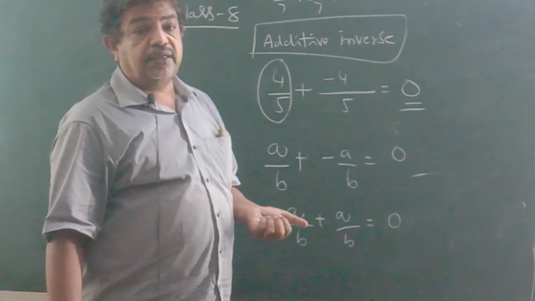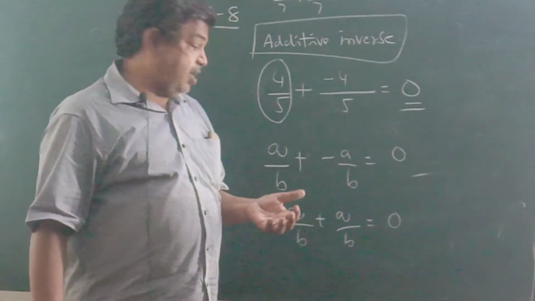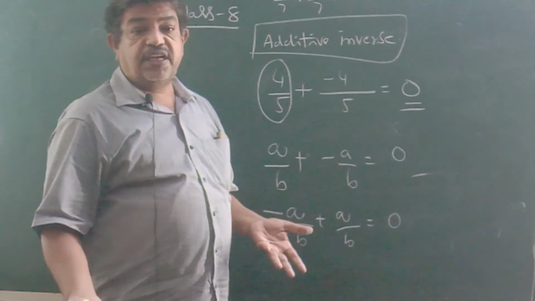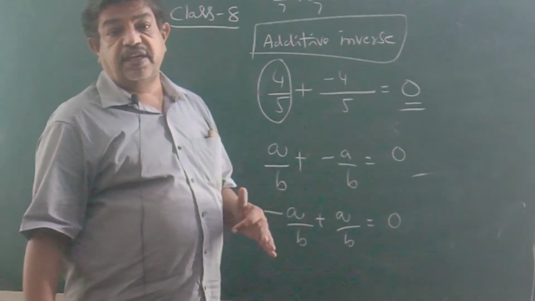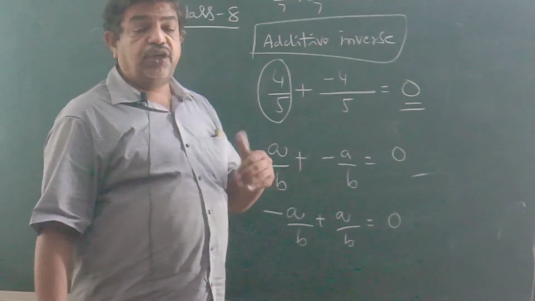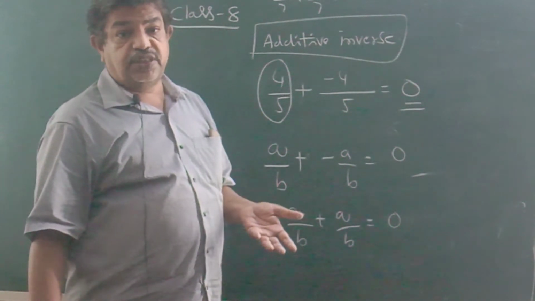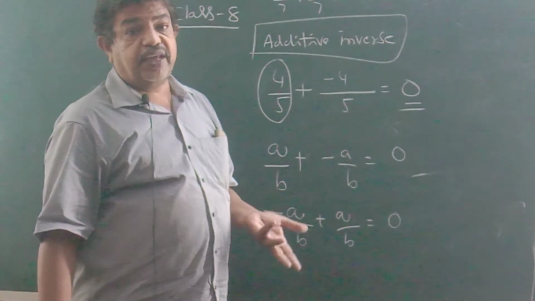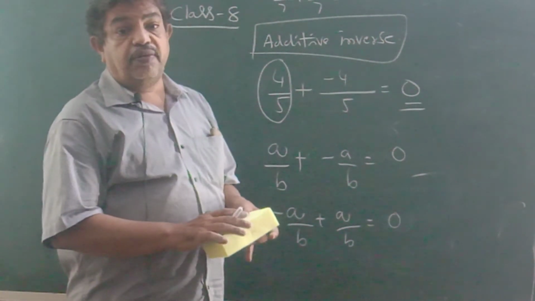Commutative property and condition. The sum of three rational numbers in any order, a plus b plus c, is equal to a plus b plus c. Associative property. If a by b is a rational number and 0 is added to that, that is a by b plus 0 is equal to 0 plus a by b equal to a by b. 0 is called additive identity.